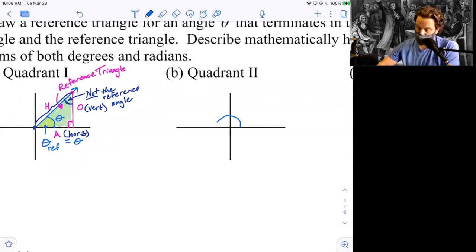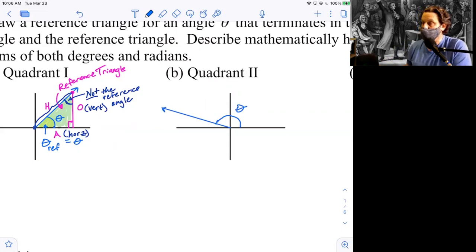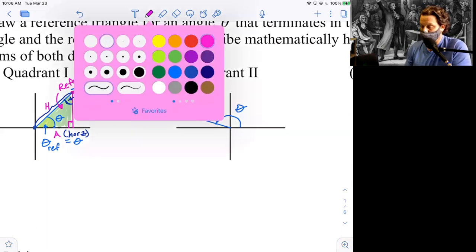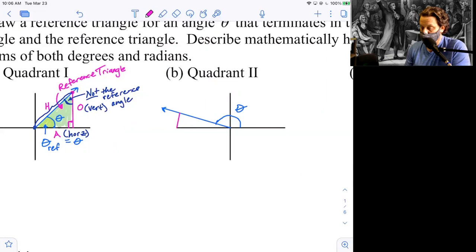Now for me in quadrant 2, I think I want to draw it not at a 45. I think I want to draw it just a little bit flatter. It doesn't really matter, as long as it ends in quadrant 2. If you want to go closer to the y-axis or closer to the x-axis, that's up to you. But now, if I drop a perp straight down, boom, this is my reference triangle. It's right here.